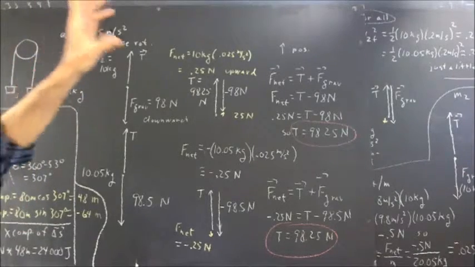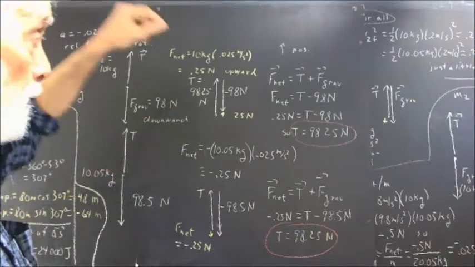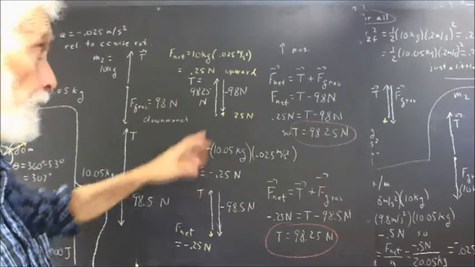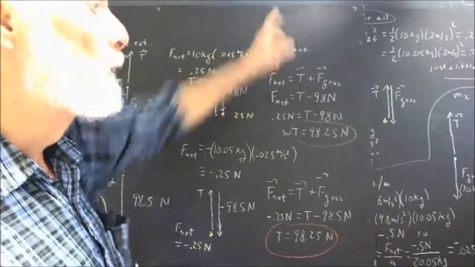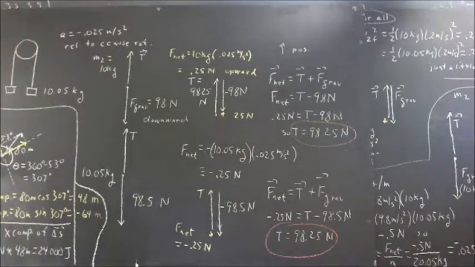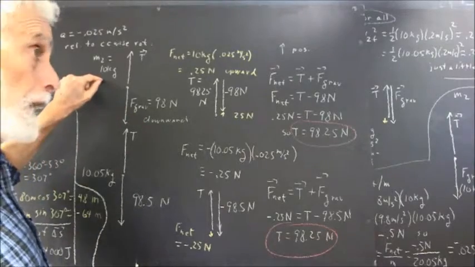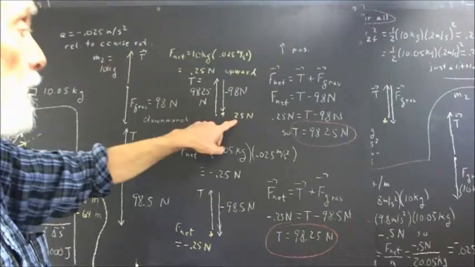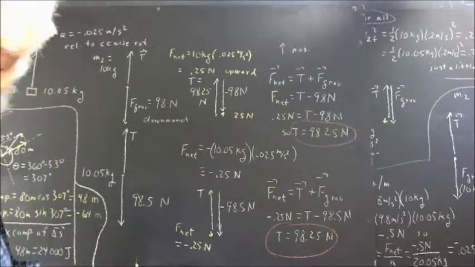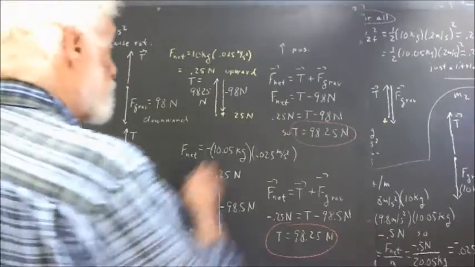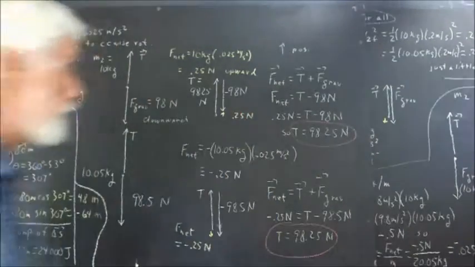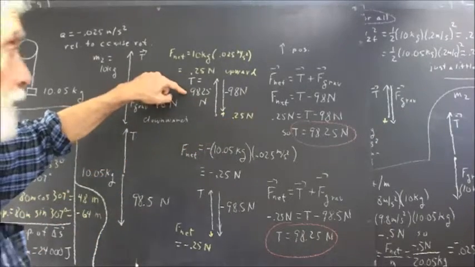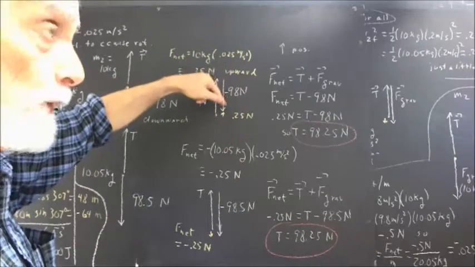Now, the negative 0.025 meters per second squared acceleration was relative to counterclockwise rotation. We're not in that context anymore. We're in the context of a free body diagram on each mass. So in that context, upward is positive, and we know that the 10 kilogram mass is going to accelerate upward. So its acceleration is positive, and our net force is positive, and that's 0.25 newtons. I got carried away getting rid of my negative sign. So there's our net force. Here's our tension. Here's our gravitational force.